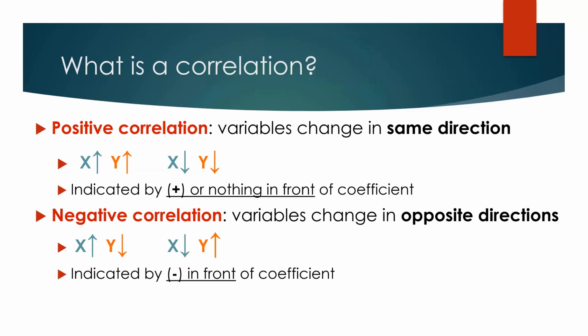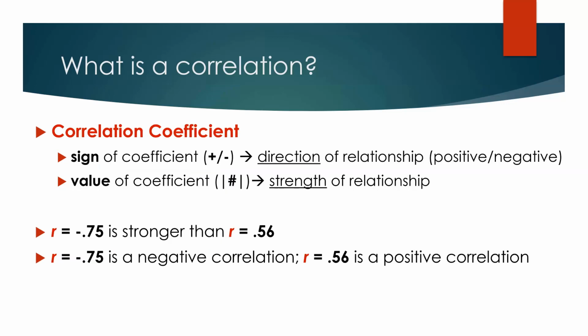So if you see a positive correlation coefficient, that indicates a positive correlation. Now, if you see a negative sign, that indicates a negative correlation, which means that the variables are changing in opposite directions. So it's like one elevator's going up and the other one's going down. They're moving in opposite directions. That's a negative correlation. So those are the two kinds of correlations you can get, a positive or a negative kind.